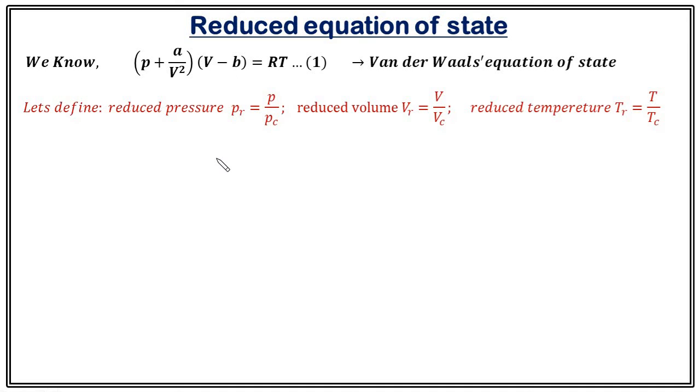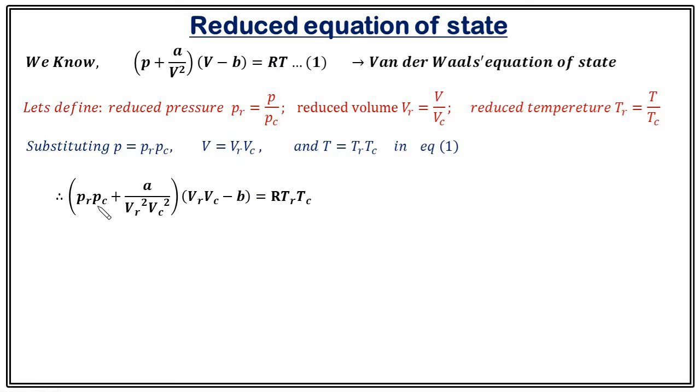To do that, we need to define different parameters like reduced pressure, which is defined as pressure upon critical pressure, reduced volume, which is equal to volume upon critical volume, and reduced temperature, which is equal to temperature upon critical temperature. So from here we can easily see P is given by PR into Pc, V is given by VR into Vc, and T is given by TR into Tc. So just substitute all this in equation 1.